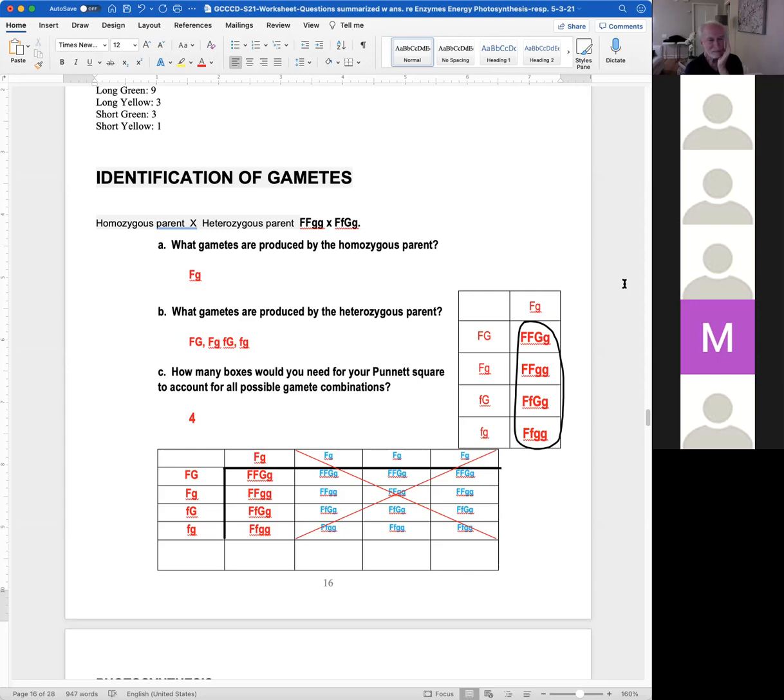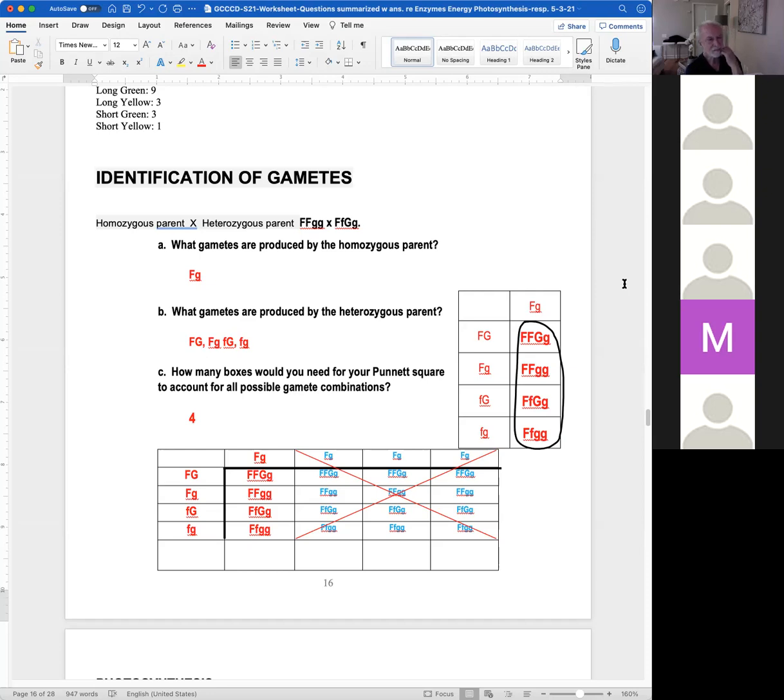Okay. And then if we look at what gametes the heterozygous parent can produce, use our FOIL again: big F, little f in one set of parentheses, big G, little g in the other set of parentheses. Firsts, outers, inners, lasts, we will find big F, big G; big F, little g; little f, big G; and little f, little g. Again, a very common heterozygote. You're going to see four potential gametes that they can produce.